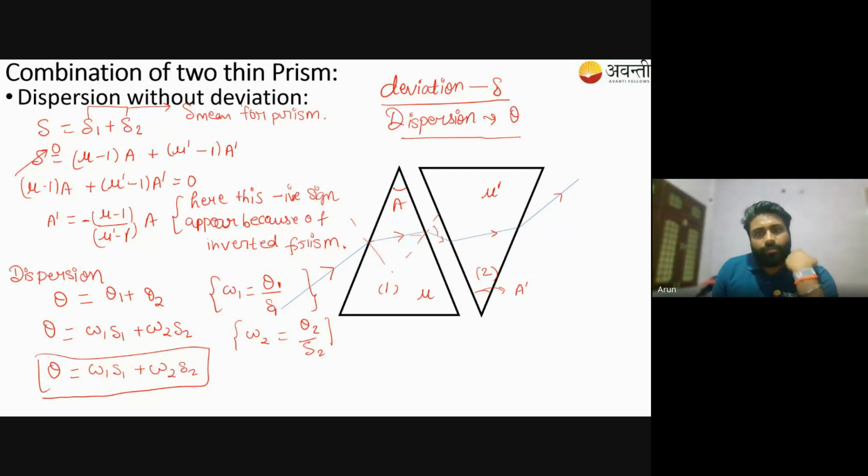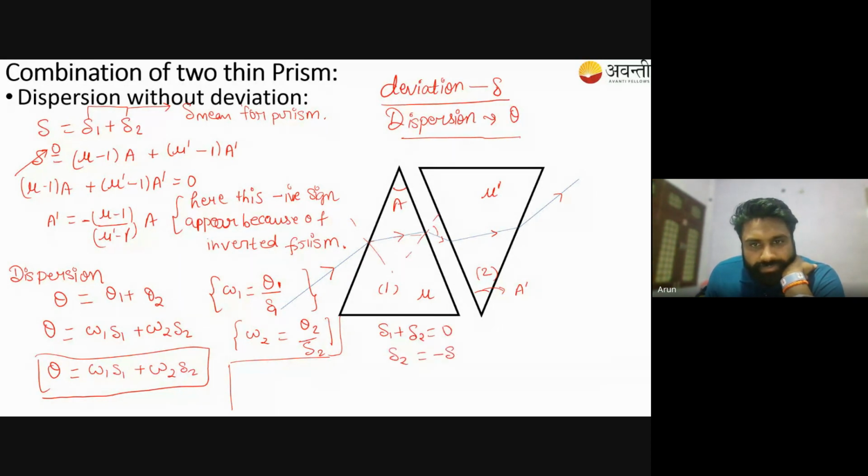One more thing you can do here for the simplification of this. From the discussion that we have done, del equals del 1 plus del 2, and so del 1 plus del 2 here is 0. So you can put del 2 equals minus del 1. So here theta equals omega 1 del 1 minus omega 2 del 1. And this implies theta equals (omega 1 minus omega 2) into del 1.